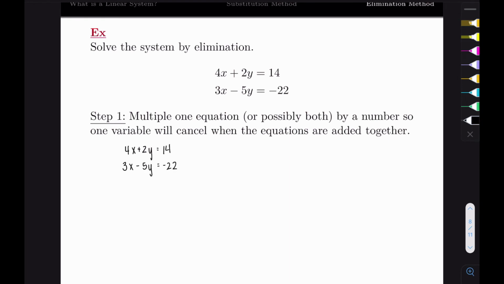And again, you have a couple different ways you can do this, because I could take my top equation, multiply it by positive 3, and this by negative 4, and that would make our x values cancel. But since these already have opposite signs, I'm going to work with those. So if I take this first equation and I go ahead and multiply it by 5, and this bottom equation by 2, I come up with the system for the first one being 20x plus 10y equaling 70. And then the second equation is 6x minus 10y equals negative 44. So we now have the same value in front of y, but opposite in signs.